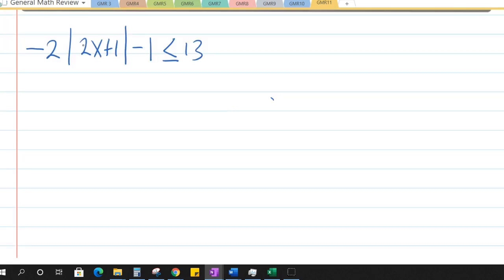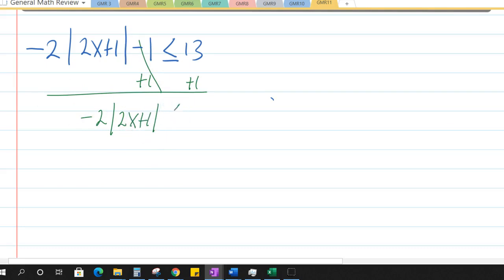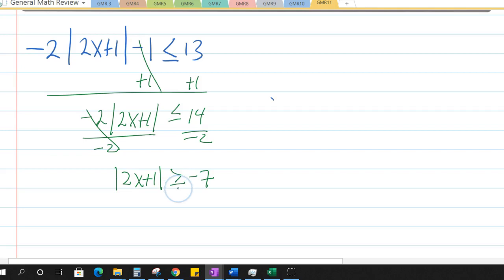Here is another special case that's very important to know. Let's go ahead and follow the steps. I need to isolate my absolute value, so I do the opposites. The opposite of subtracting 1 is to add 1 to both sides. Now, negative 2 is multiplying times my absolute value, so I need to divide by negative 2. Remember to flip the inequality sign when you're multiplying by a negative.